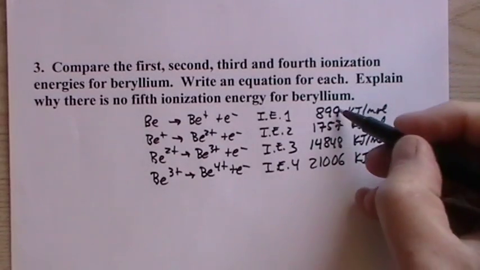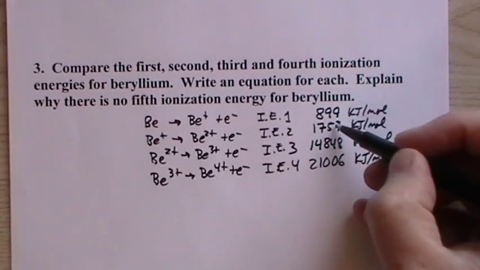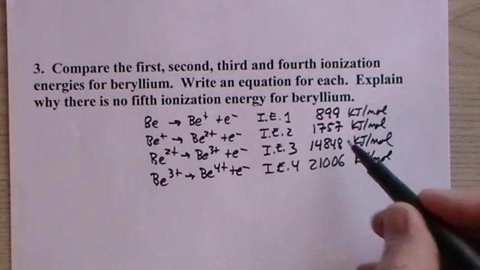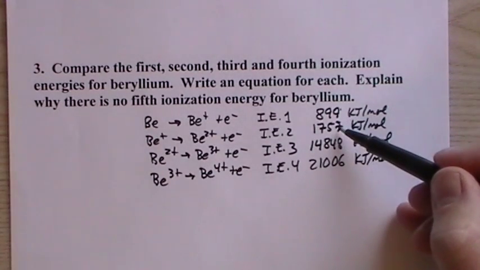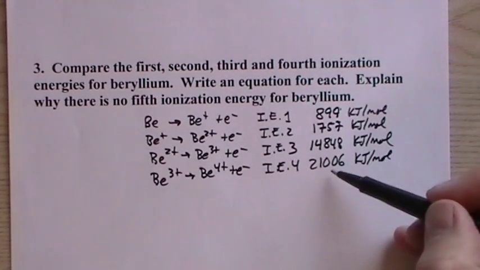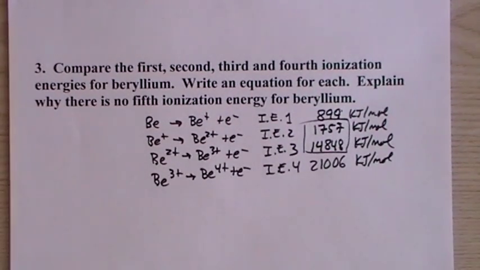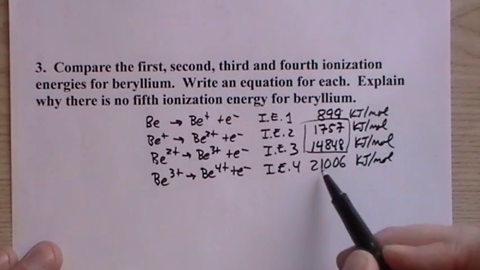Now notice we double the energy here. And then from here to here we almost go up 10 times. So from the first to the second we double. From the second to the third we go up almost 10 times. Then from the third to the fourth we go up less than twice. So from here to here there's this huge jump. So first thing is the ionization energies get greater as we go.